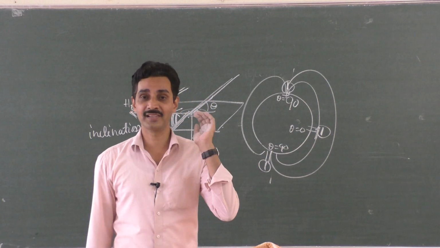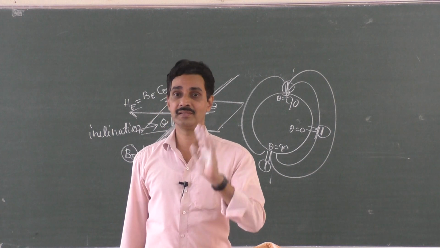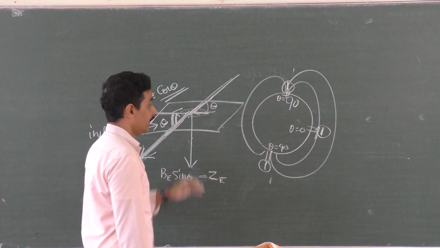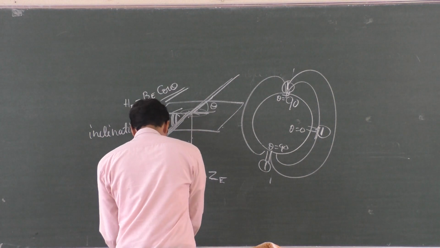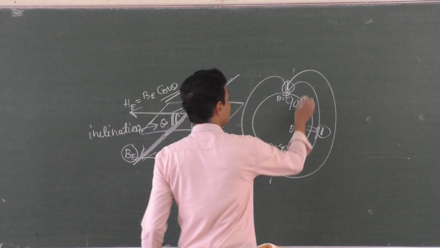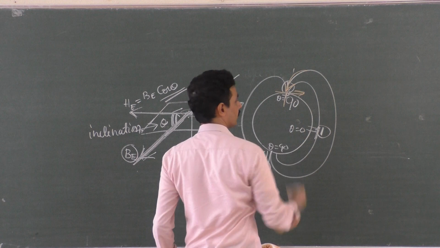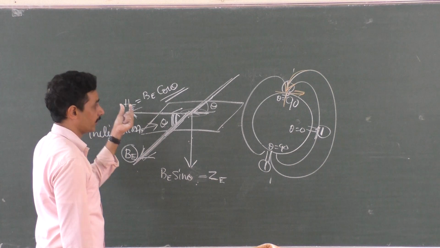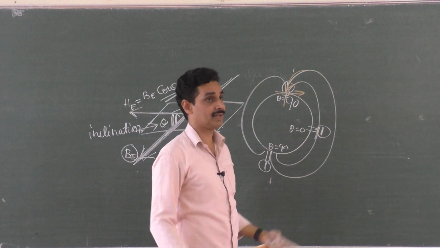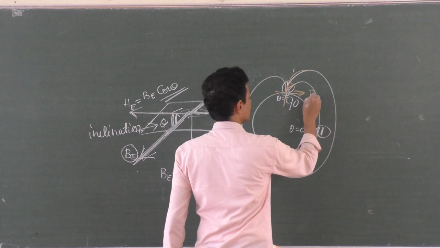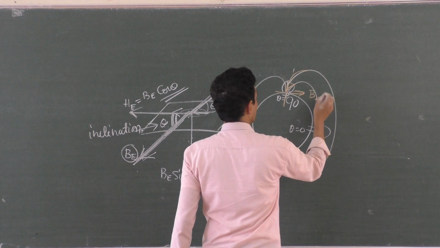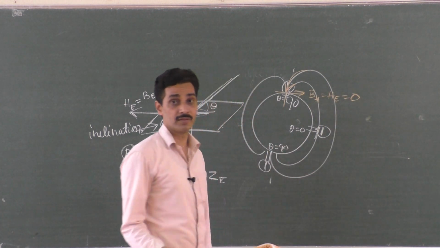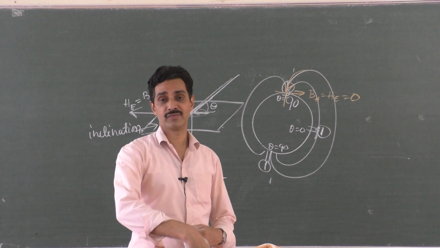Now my question is, what is the horizontal component of Earth's magnetic field at the poles? Remember, at the poles, the whole magnetic field is vertical, right? The magnetic field itself is vertical. What is its horizontal component? 0. Because B cos theta is the horizontal component. Theta is 90. What is B cos 90? There is no horizontal component, H_E, at the poles. At the poles, the full Earth's magnetic field itself is vertical.